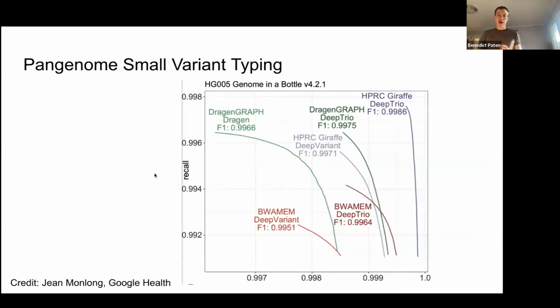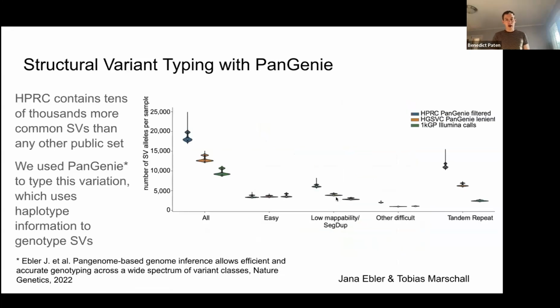Without dragging you through the details of the results, this is a precision recall plot, but it shows that, for example, when you're using this Giraffe DeepVariant pipeline, actually with trio data, you can get really, really good performance that is much better than, for example, what you would achieve with a linear reference. Another really important application of the pan-genome, so that VG Giraffe DeepVariant workflow is currently focused on small variants.